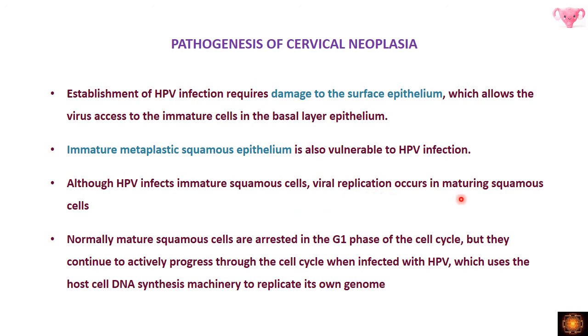Now, usually in the squamous epithelium only the basal keratinocytes will be proliferating. But during the differentiation from the basal cells to intermediate to superficial cells, the cell cycle is arrested in the G1 phase and the proliferation doesn't occur. But if the cells are infected by the HPV, the proliferation occurs in the superficial squamous cells also. So along with the proliferation of the squamous cells, even HPV also proliferates, and it uses the host cell DNA synthesis machinery to replicate its own genome. How does it do this? We'll see it.